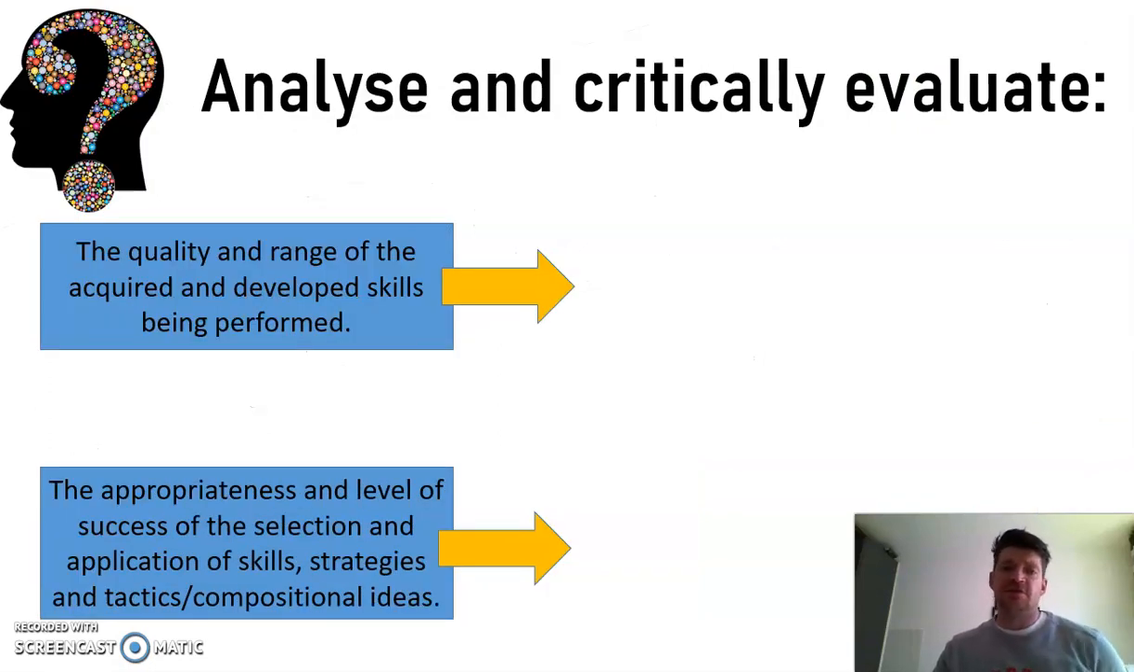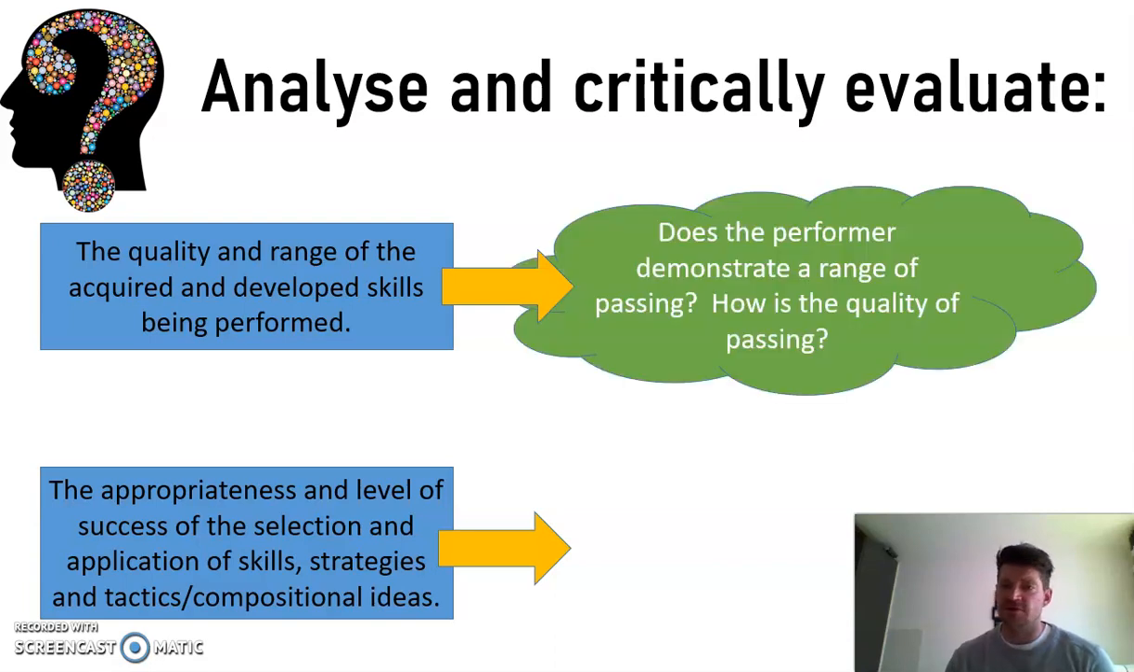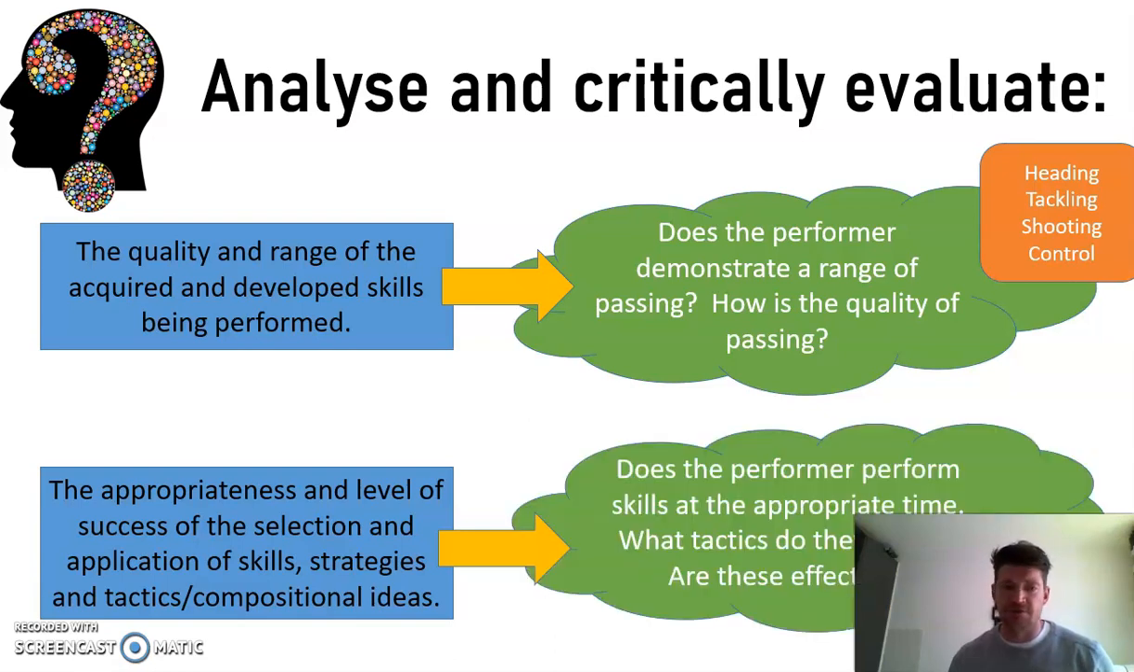So analyse and critically evaluate the quality and range of the acquired and developed skills being performed. So does the performer demonstrate a range of passing? This is an example for football. I know a lot of you will be doing football. So maybe the performer might be good at short passes, but are they effective when it comes to a driven pass, a lofted pass, crossing the ball, for example? Do they have that range of skill? You can include that for heading, tackling, shooting, control, and any other skills in football.